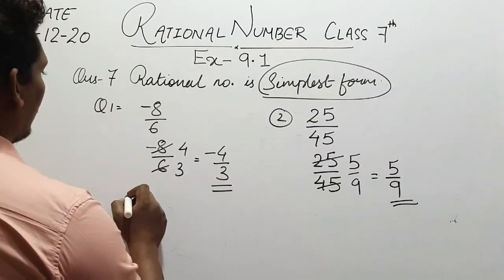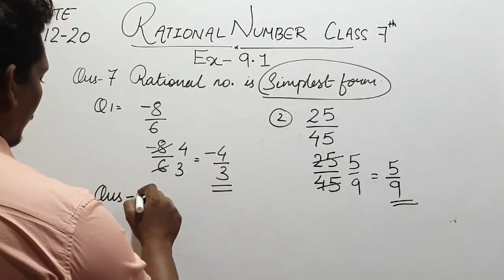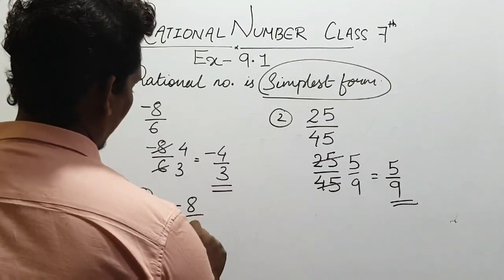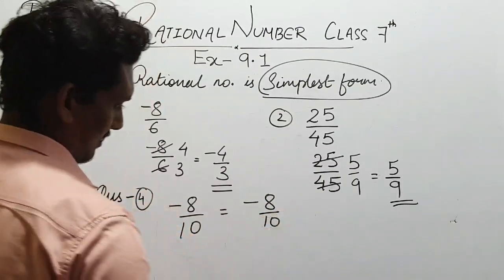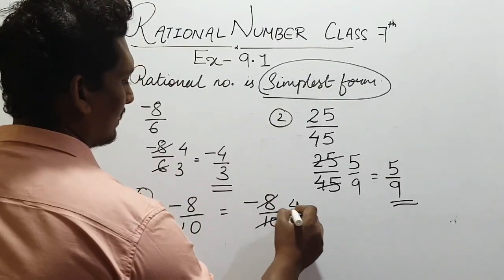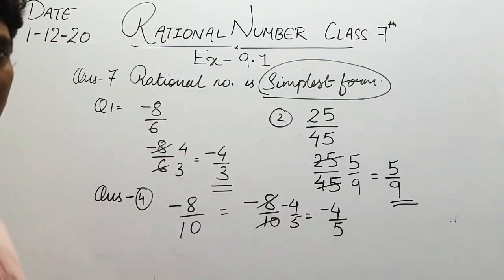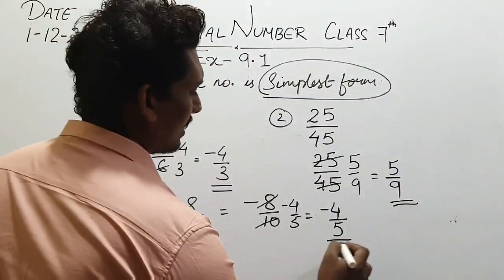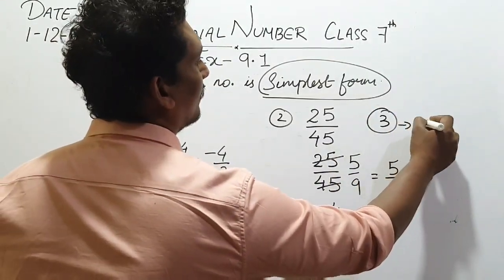Now question number 4, that is the D part, minus 8 by 10, right? So this minus 8 by 10 we can cut it. 2 4s are 8 and 2 5s are 10. So the final answer is minus 4 by 5. Okay, so hope it is clear to you. It is very easy. And one question I have not done, that is the C one. The third one is homework for you.